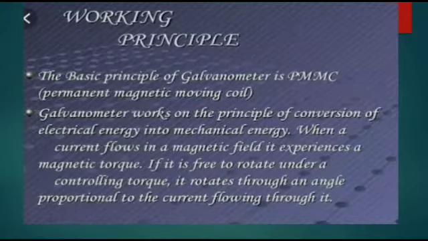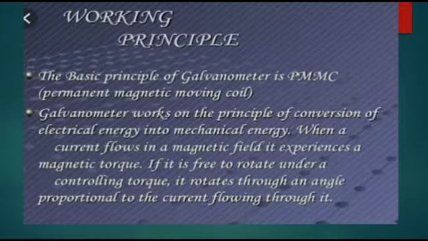Working principle of this galvanometer. The basic principle of galvanometer is PMMC. What is PMMC? Permanent magnet moving coil. That is the principle, because it works with the help of a magnet only, that's why we call it permanent magnet moving coil. The galvanometer works on the principle of conversion of electric energy into mechanical energy. That is a very important term: conversion of electric energy into mechanical energy.